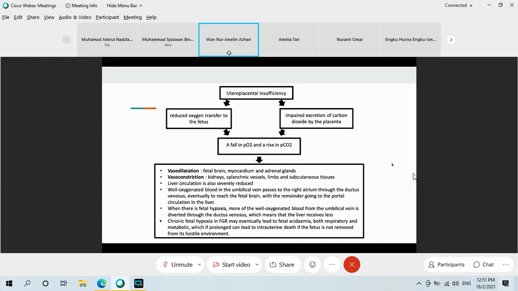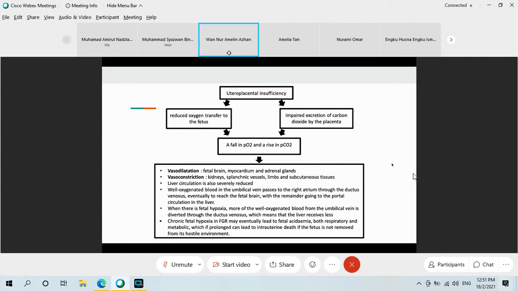So this condition will lead to a fall in partial pressure of oxygen and a rise in partial pressure of carbon dioxide. When this happens, the fetus will try to adapt its circulation by trying to preserve oxygen and nutrient supply to the brain. So what will happen? There will be vasodilatation in the fetal brain, myocardium, and also adrenal gland. And then there will be vasoconstriction to the vital organs, for example, kidneys, splenic vessels, limbs, and subcutaneous tissues.